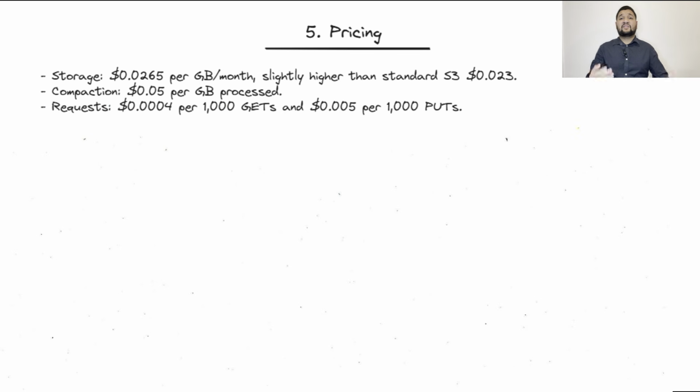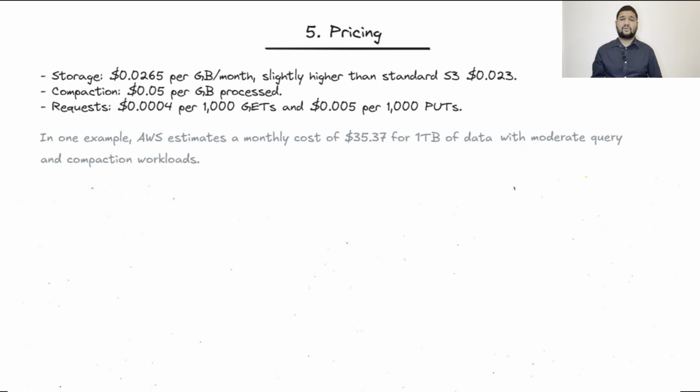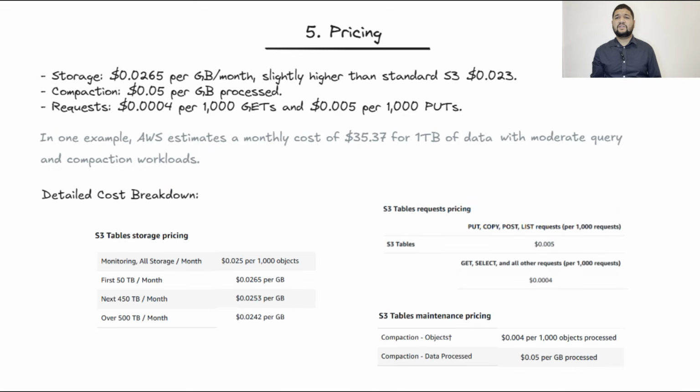data effectively. Now let's talk money. S3 Tables come with added costs. Storage at $0.0265 per GB per month, slightly higher than standard S3. Compaction is at $0.05 per GB processed, and the request cost is $0.0004 per thousand GET and $0.005 per thousand PUT. In one example, AWS estimates a monthly cost of $35 per TB of data with moderate query and compaction workloads. While this might seem manageable for mid-sized operations, high-frequency, real-time workloads could see costs escalate quickly. It's essential to model your specific use case before jumping in.